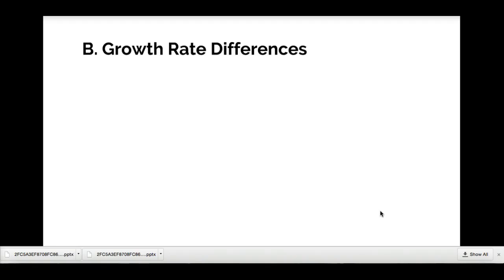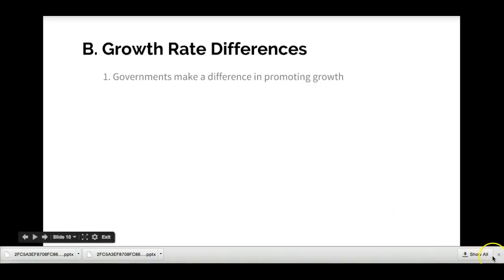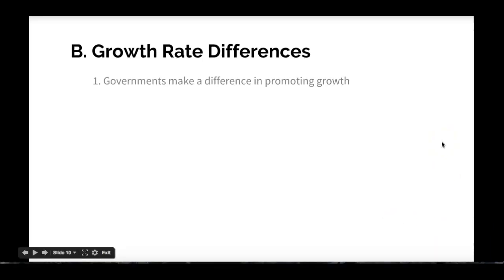So essentially what this is looking at is why is that? What are some of the indicators and factors that lead to some countries having higher growth rates than others? Well, it basically all boils down to what the government can do to make a difference in promoting growth. Remember from previous videos that there are three main categories that lead to long-run economic growth: growth in physical capital, human capital, and technology. The government can do a bunch of things to encourage all three of those.